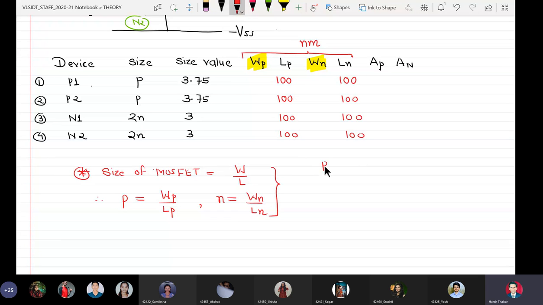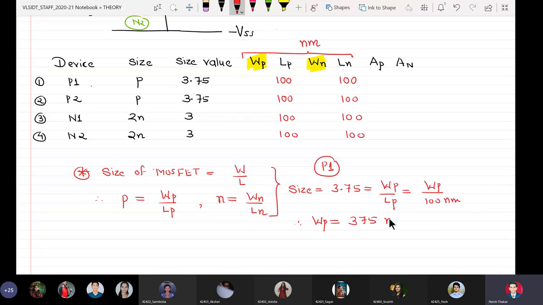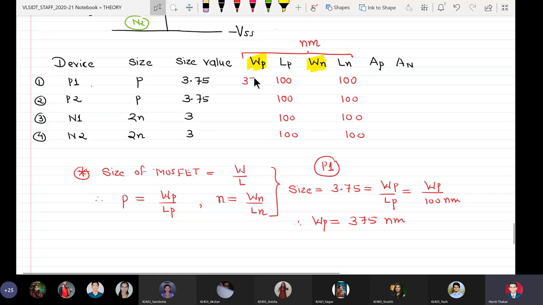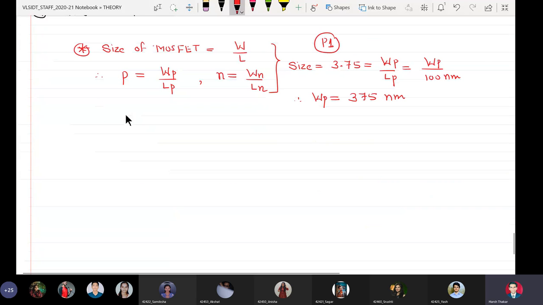For P1, if we consider the MOSFET P1, the size value is 3.75. So for P1, we have size equal to 3.75 equal to WP upon LP, which is equal to WP upon 100 nanometers. That is why the width of the first device WP comes out to be 375 nanometers. So we can write down here 375 and again 375.